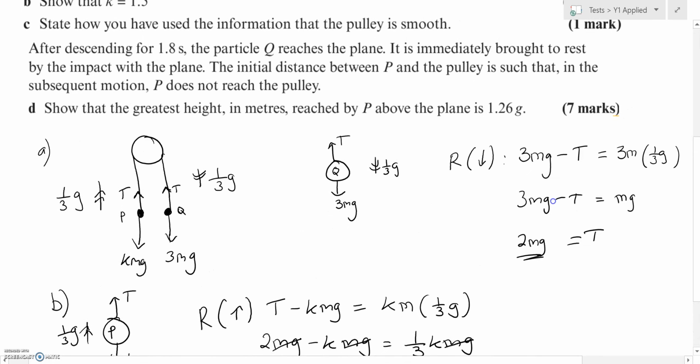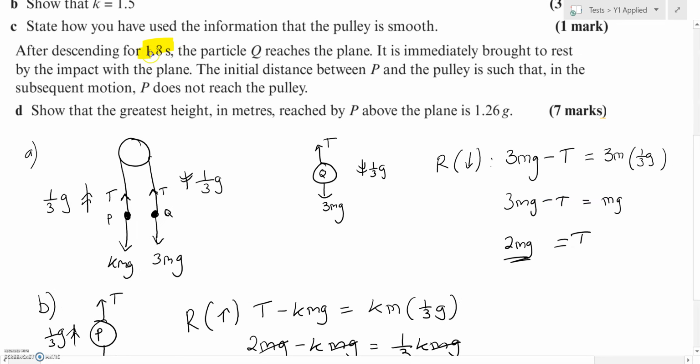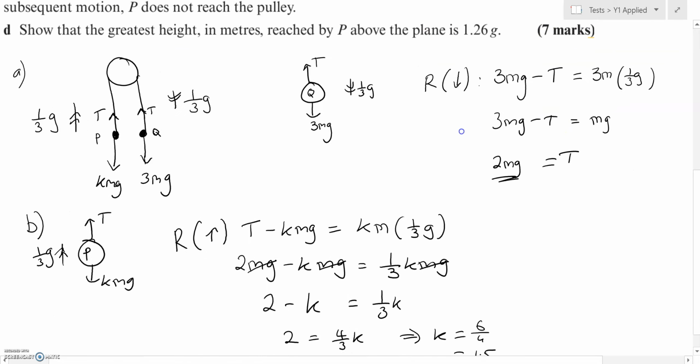Now let's have a look at part D. After descending for 1.8 seconds, as soon as you see some time given, I'm thinking that this might be a suvat kind of thing. So after descending for 1.8 seconds, particle Q reaches the plane. It is immediately brought to rest by the impact with the plane. Now Q is brought to rest, you start thinking about what happens to P. The initial distance between P and the pulley is such that in the subsequent motion, P does not reach the pulley. Show that the greatest height in meters reached by P above the plane is 1.26. It's a 7-mark question, so there's going to be quite a bit of work to do.